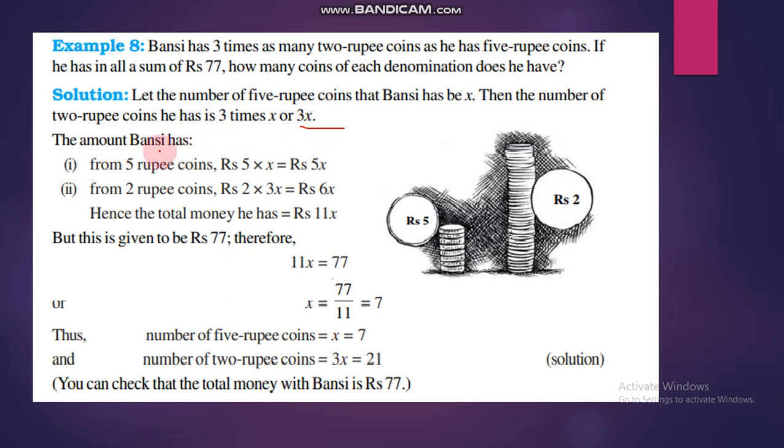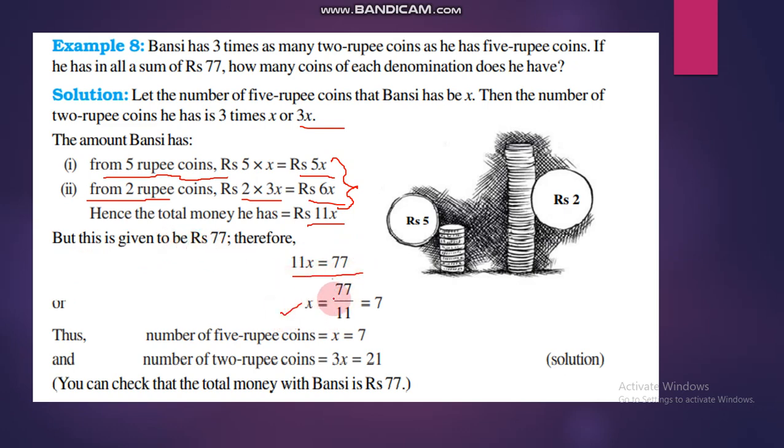So the amount Bansi has from 5 rupee coins is 5 into x, that is 5x, and the amount from 2 rupee coins is 2 into 3x, that is 6x. Now we have to find the total money, so add these two. 5x plus 6x is equal to 11x. But this is given to be 77. So 11x is equal to 77.